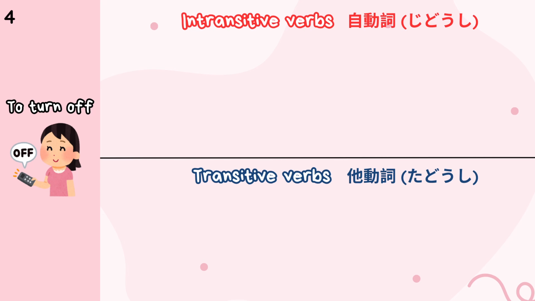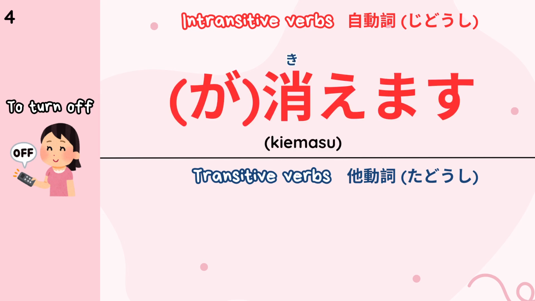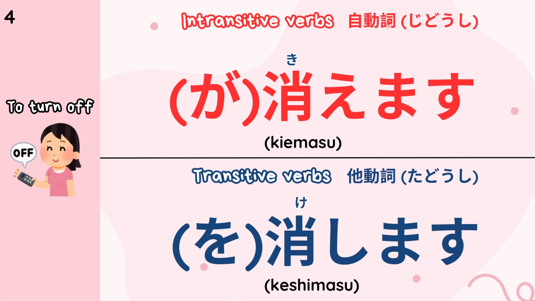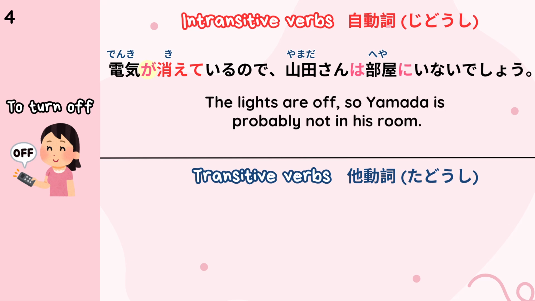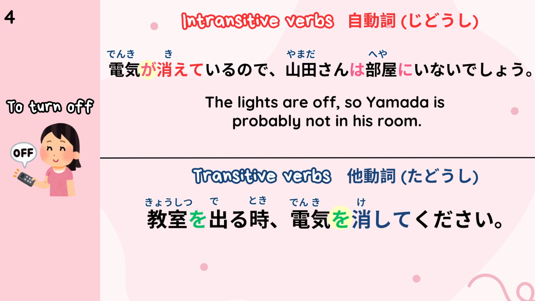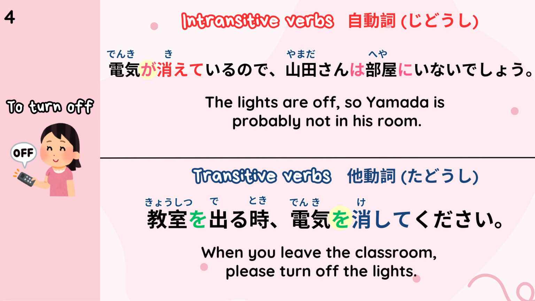To turn off, が消えます。消えます。を消します。消します。電気が消えているので山田さんは部屋にいないでしょう。The lights are off, so Yamada is probably not in his room. 教室を出るとき、電気を消してください。When you leave the classroom, please turn off the lights.